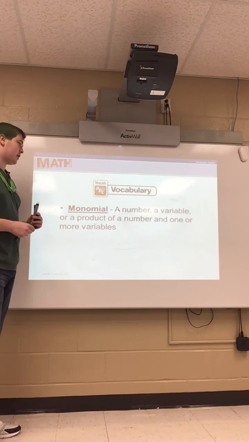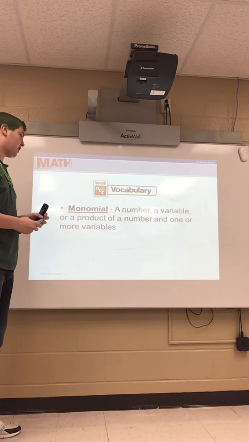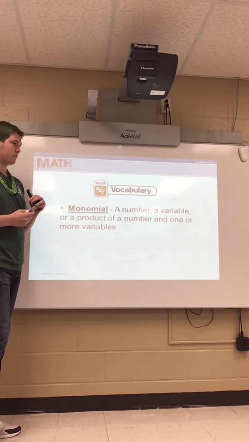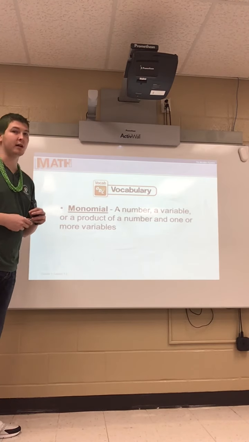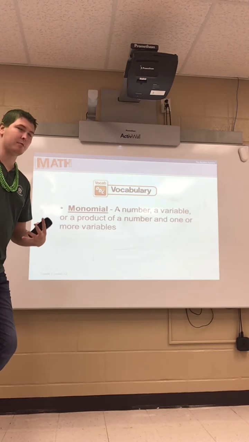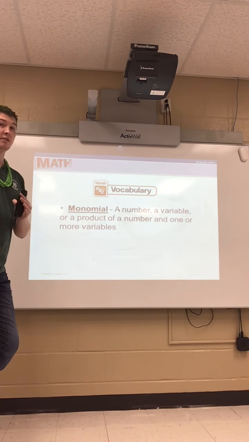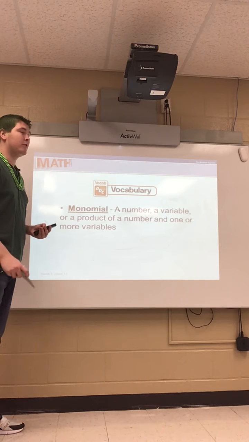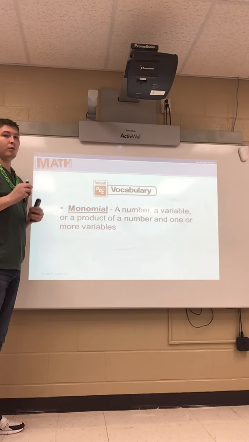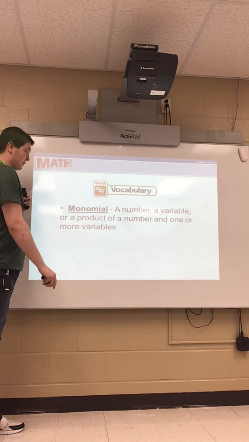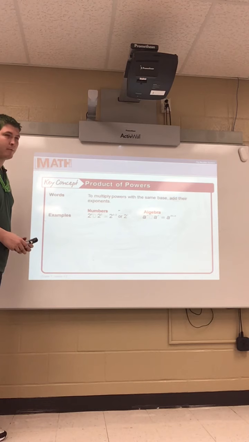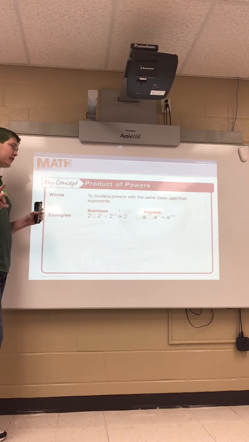Vocab term, monomial. It's a number, a variable, or a product of a number and one or more variables. So 3, that's a monomial. X, that's a monomial. 3x, that's a monomial. It can be a number, a variable, or a combo of the two. So this you'll need to write down. This is your first one of 2 that you'll have to write down today.